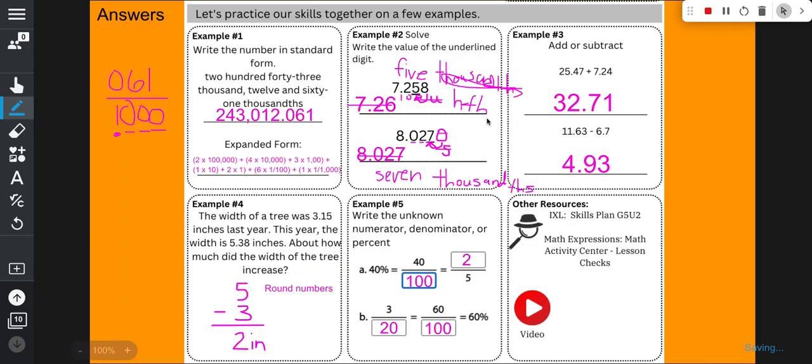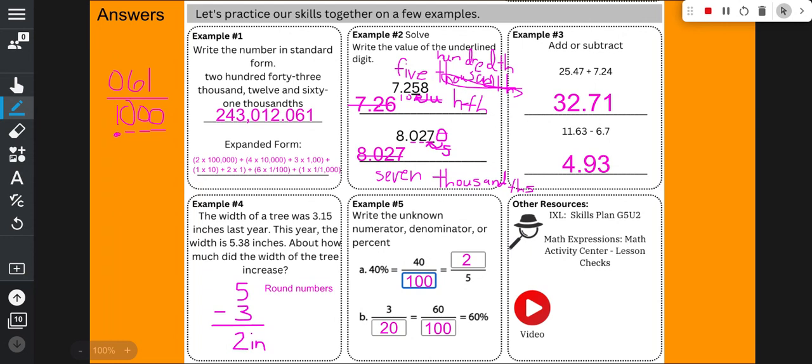All right, the next one, we add, subtract. If we are adding and subtracting, we are lining up our decimals, and then we get 32.71. If we subtract, we line up the decimals, and we get 4.93. On number 4, we're going to round our numbers, and we're going to round to the nearest whole number. So we round the 5.38 to 5, the 3.12 to 3, and so we have about 2 inches is how much the tree grew.